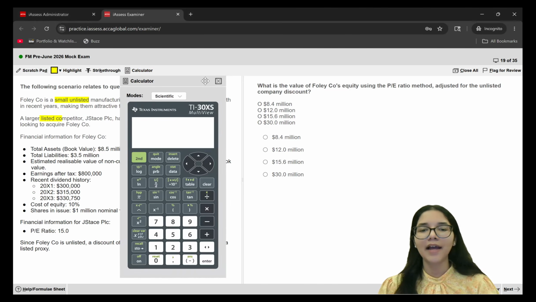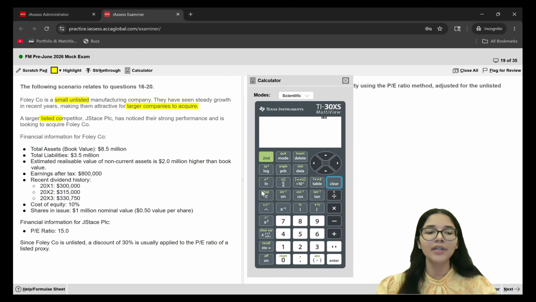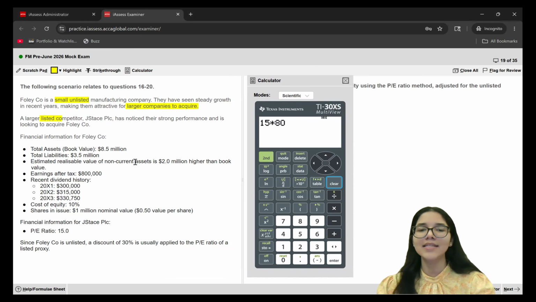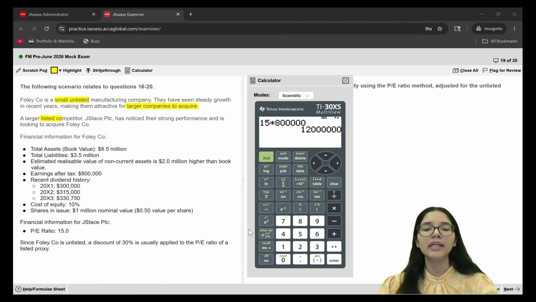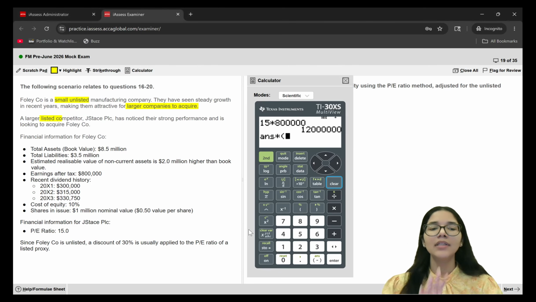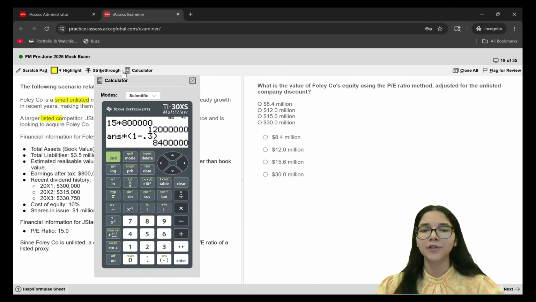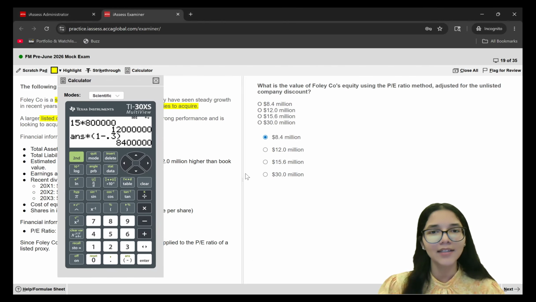So let's first calculate the value using the PE ratio method. The PE ratio method simply says if you want to find out the value of the company, it will be the PE ratio multiplied by the earnings after tax. These are given to you as $800,000. So this should be the worth of the company. But now guys, my company is not a listed company, so I have to also discount this figure. So how do I discount? They say 30% discount is applicable. So I take away 30% from here, so into 1 minus 0.3. You hit enter, and this is the worth of the company. It's $8.4 million that I should be selecting as my final answer.